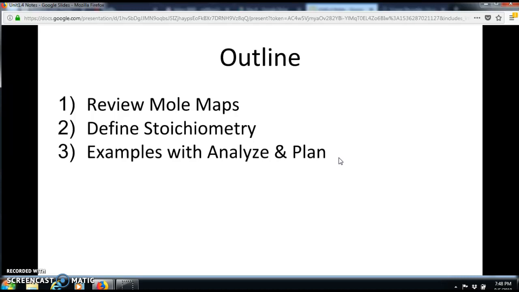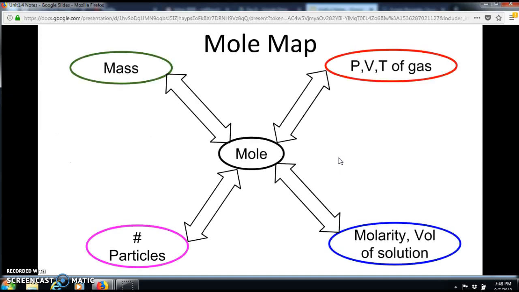We're going to start by reviewing mole maps, which is a key skill or strategy that we use in doing stoichiometry problems. We're going to define what stoichiometry is, and then we're going to do some examples. We're going to focus mainly on analyzing and planning, and not really so much on solving.